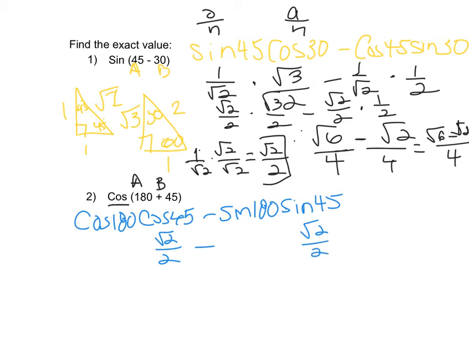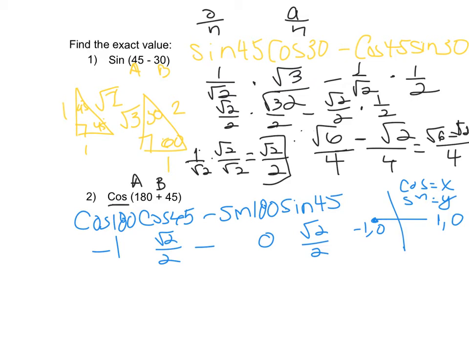Okay, so for 180, I want to use my unit circle. So over here is 180, and I know this is 1 comma 0, and over here would be negative 1 comma 0. And I know that cosine is the x value, and sine is the y, kind of alphabetically. All right, so therefore, the cosine of 180 is going to be negative 1, and the sine of 180 is 0.